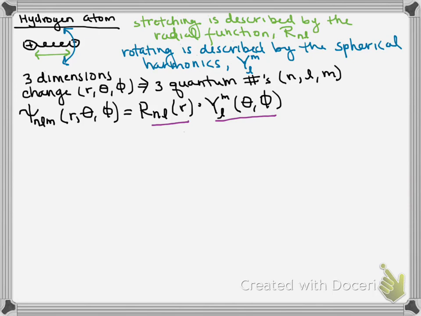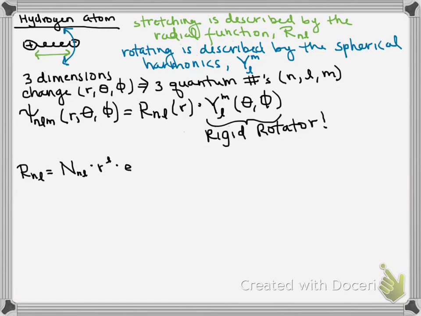So we have a function describing the change in distance, the change in r, and then a function describing rotation, or the change in these angles. So remember that these Y functions are what we already talked about. This is just our rigid rotator solution. So let's look a little more in depth at the radial wave function, or R.